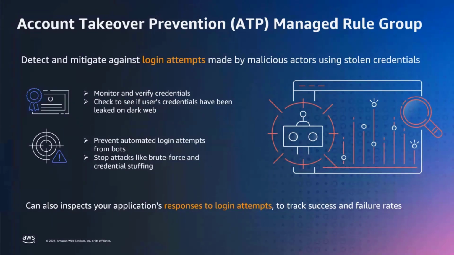ATP gives you visibility and control over anomalous login attempts and login attempts that use stolen credentials to prevent account takeovers that might lead to fraudulent activity. ATP has the ability to check email and password combinations against its stolen credential database. And this database is regularly updated as new leaked credentials are found on the dark web. Further, ATP can aggregate data by IP address and client session to detect and block clients that send too many requests of a suspicious nature.